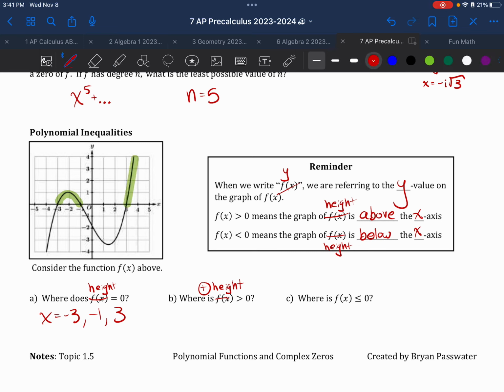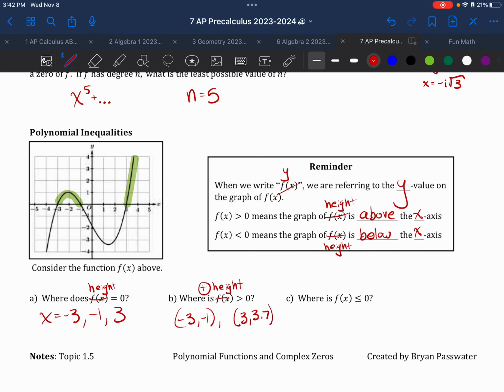So that happens when we are between -3 and -1. And it also happens when I am greater than 3. So between 3 to infinity, or 3 to whatever value it goes to. I guess we end at 3.7, because there's no arrow to indicate that it went on forever and ever.